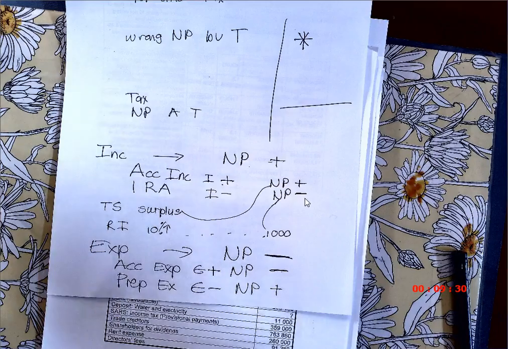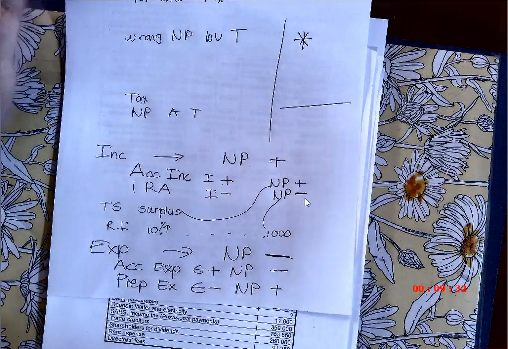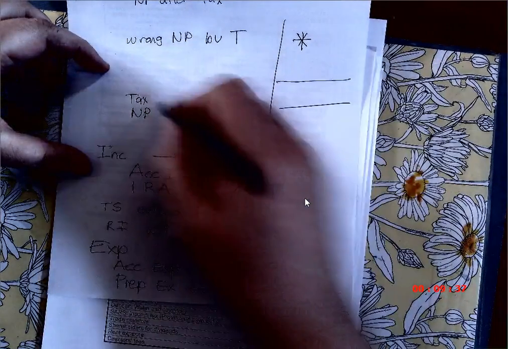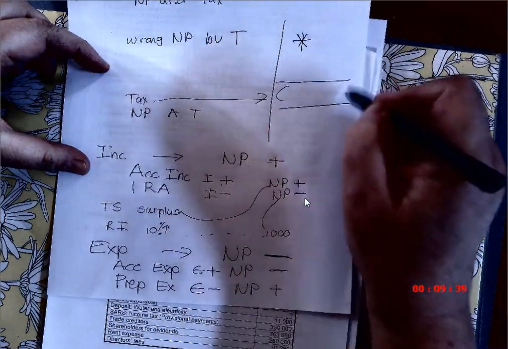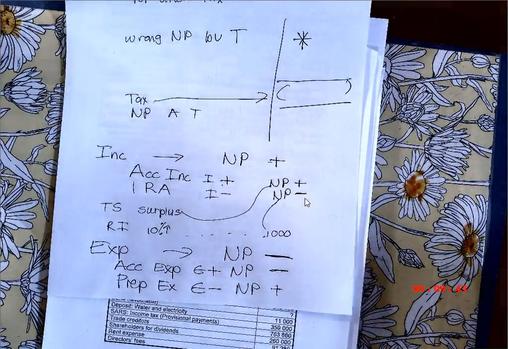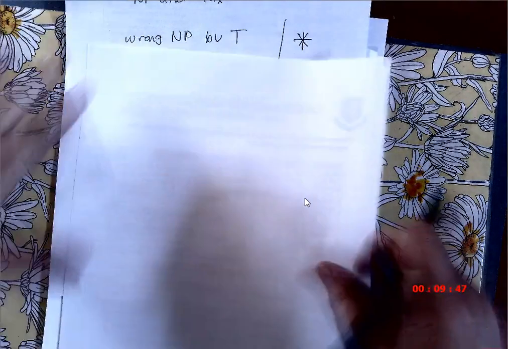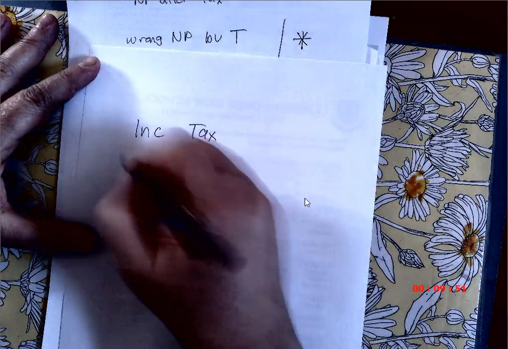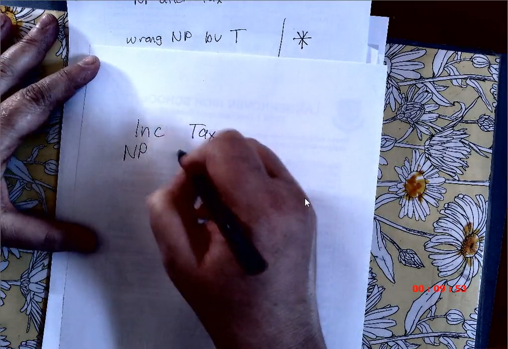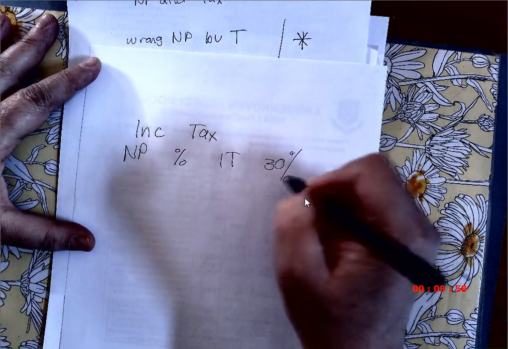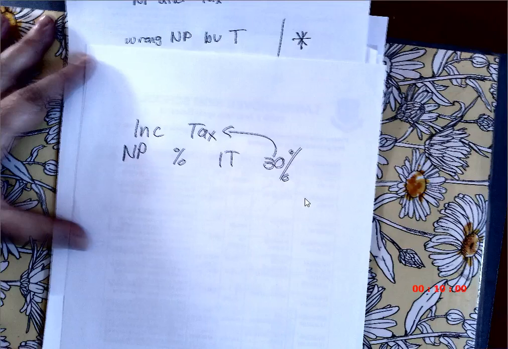Okay. Now, that's the first thing they want you to do. The other thing they want you to do is to get this tax. Now, when I do tax, the income tax that's here, is if they tell me my net profit and the percentage income tax is 30%, right? That's my income tax. Okay?